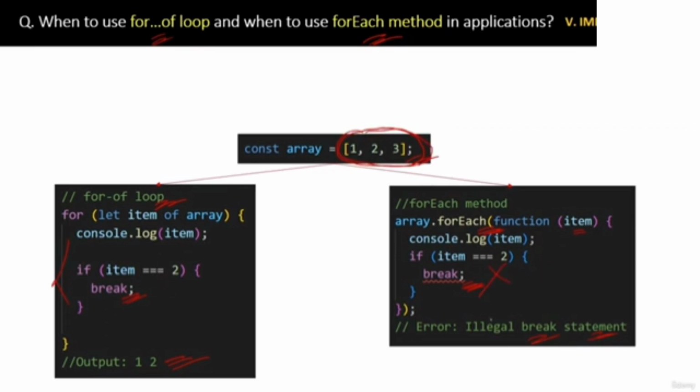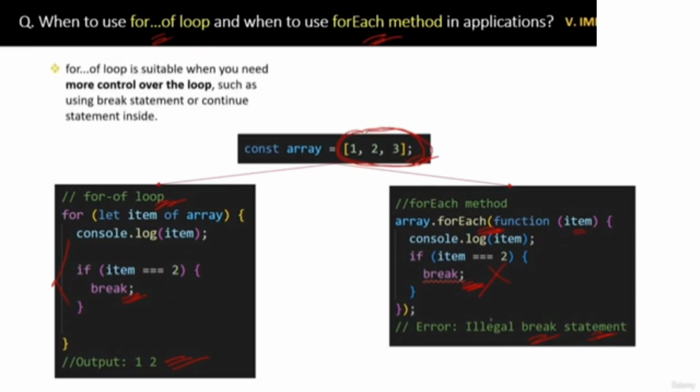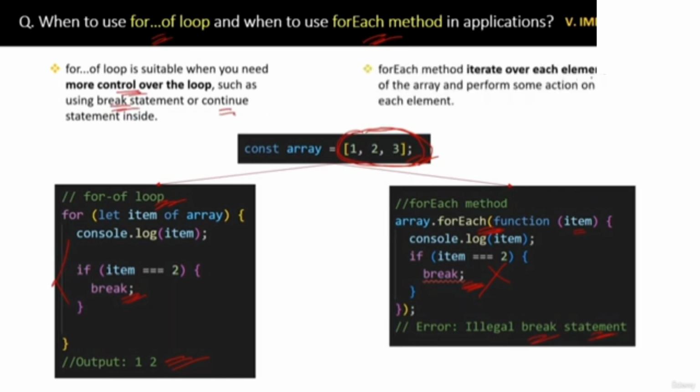Okay, so the answer is the for...of loop is suitable when you need more control over the loop, such as using a break statement or continue statement inside the loops. Whereas forEach iterates over each element of the array and performs some action on each element. So if you are sure you have to iterate over each and every element, then only go for the forEach method. Otherwise, better use the other loops like the for...of loop.